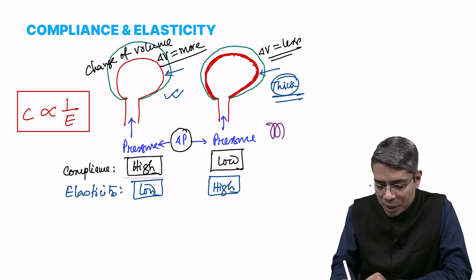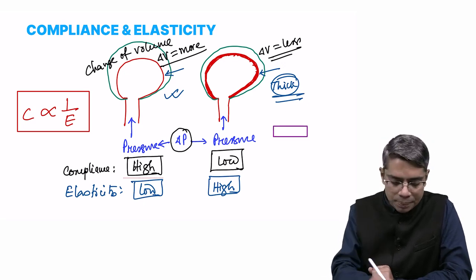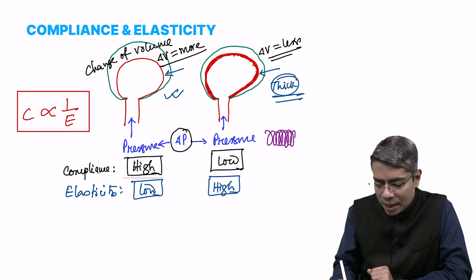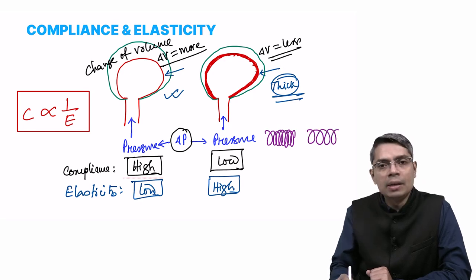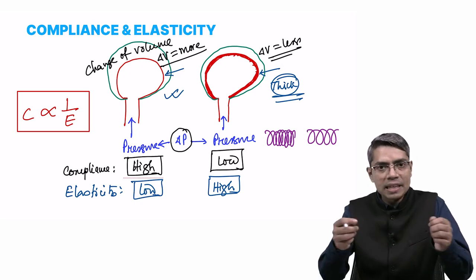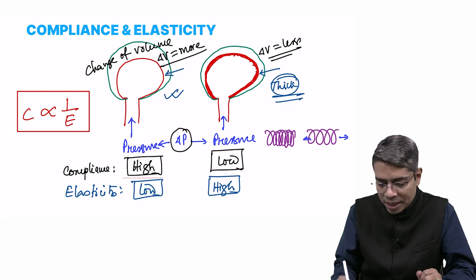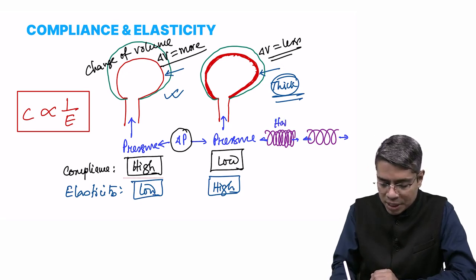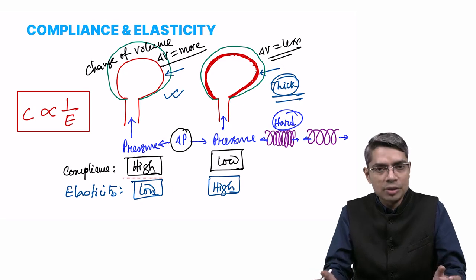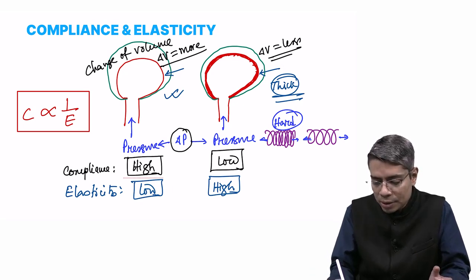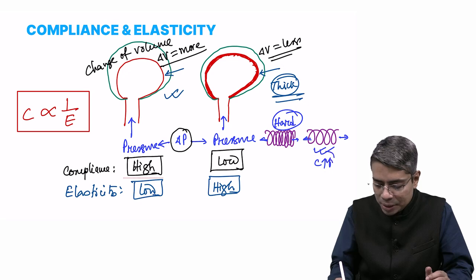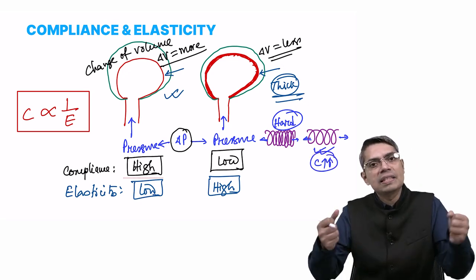Suppose you have two springs. One of the springs is very hard, like this, and the other spring is very loose. Now if you apply an equal amount of expanding force to both springs, because the first spring is a hard one, it is not going to expand much, but because the second spring is a loose one, you are going to expand it easily. So the compliance of this second spring is very high, because it will easily expand.